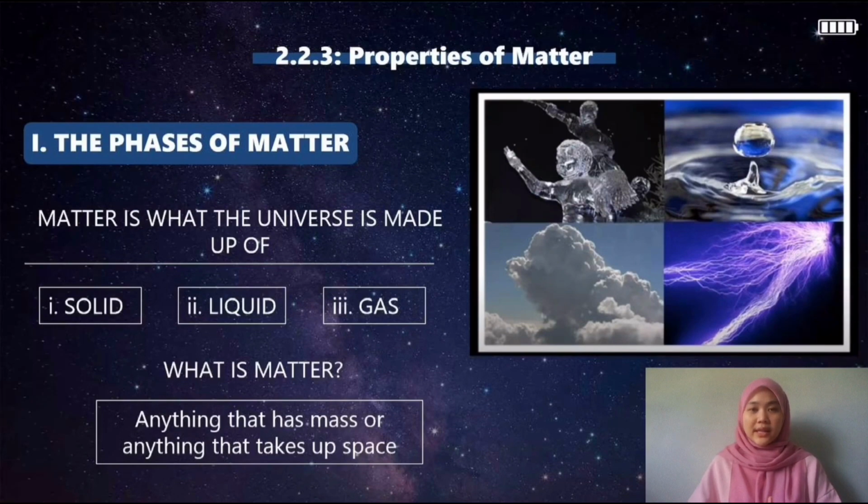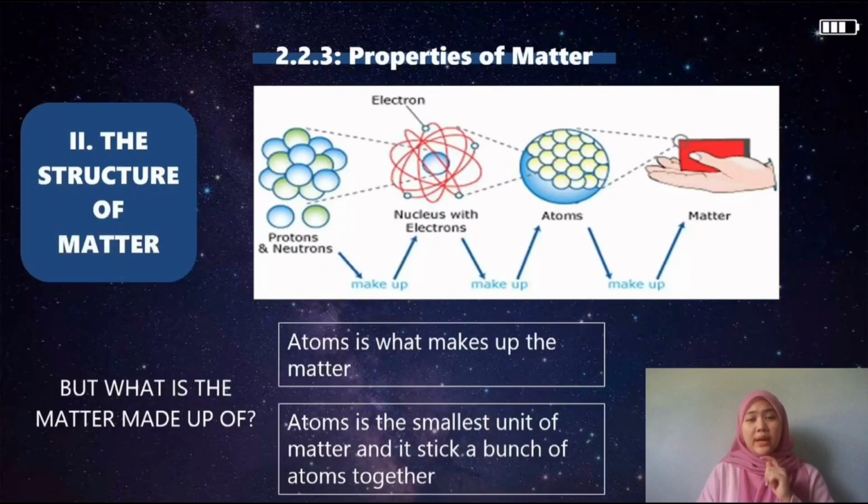And what is matter? Matter is anything that has mass or takes up space. Even though the mass or the space it takes up is really tiny, as long as it has some mass or takes up some space, it is classified as matter. But what is matter made up of? As you can see in this picture, we will start with matter. For example, the red block is matter, which is an object. So we can clearly see the matter, right?